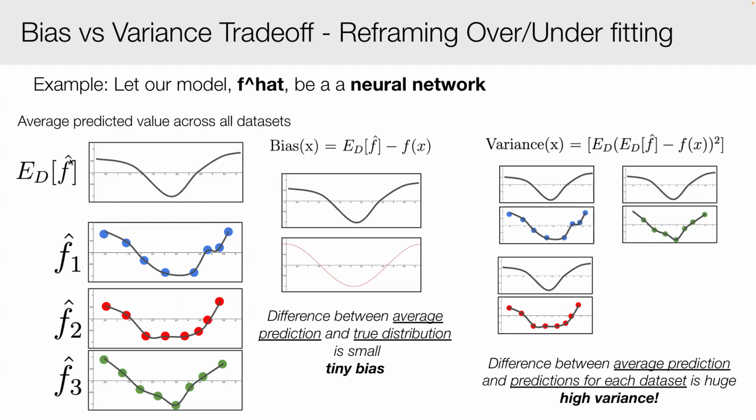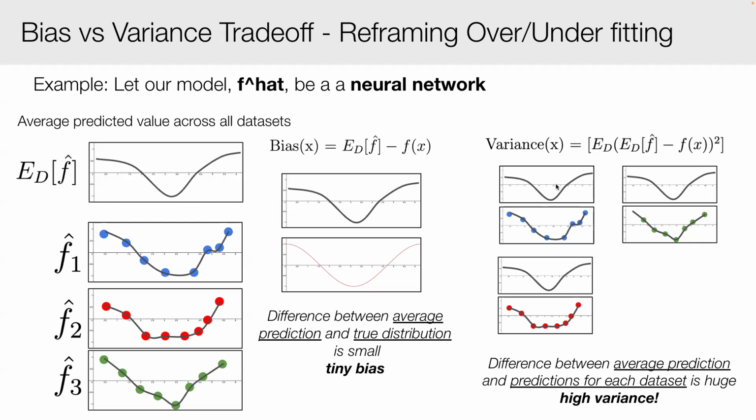Okay, so again, the average of each of the F hats is pretty much the sine function. It looks really good, right? So in this case, the difference between the averaged F and the true distribution, the cosine function, is pretty much zero. It's super low. The bias is extremely low. There's no built-in bias or built-in error from the model. The model's in theory capable of representing this.